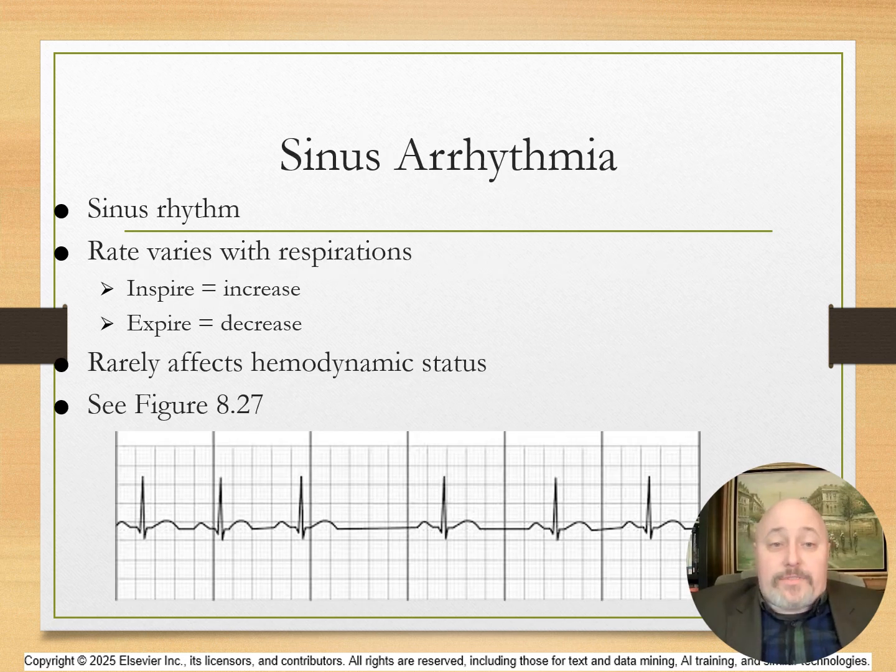In the case of sinus arrhythmia, this is still a sinus rhythm, though the rate varies with respirations, could increase with inspiration and decrease with expiration. It rarely affects hemodynamic status, but it does cause that irregular rhythm, though while measuring each QRS complex, each may look perfectly normal because it is originating in the sinoatrial node, the sinus. We've got that normal P wave followed by a normal looking QRS and T wave, though in this case they're occurring at irregular intervals based on the patient's breathing.